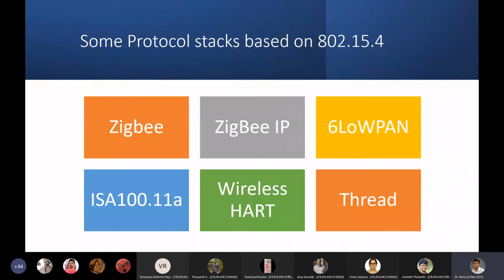These are some of the most commonly used protocol stacks that you will find. Zigbee is very popular. Zigbee IP is a variant of Zigbee. 6LoWPAN is another example of this. Not very popular, but it's gaining. Thread is supported by Google, so Thread is also a very popular way in which you will find IoT devices being used. And you have WirelessHART and ISA standards. These are for industrial IoT type applications.